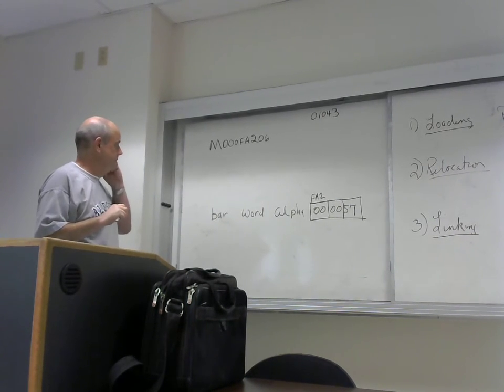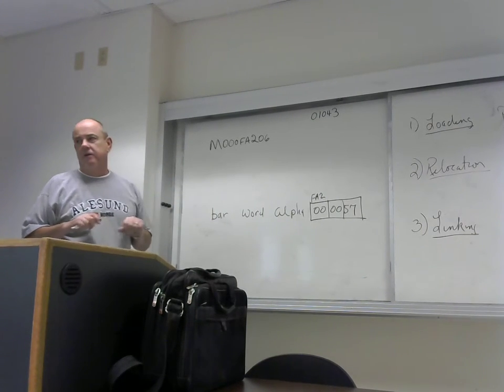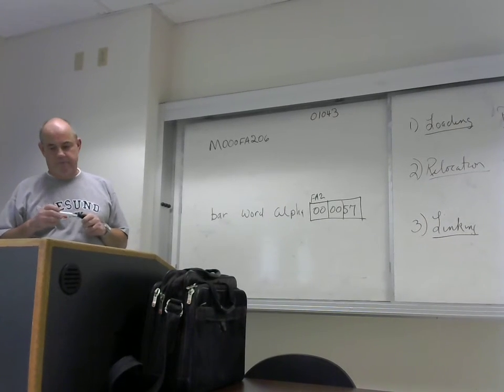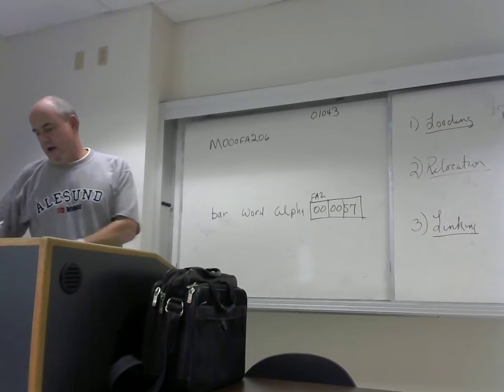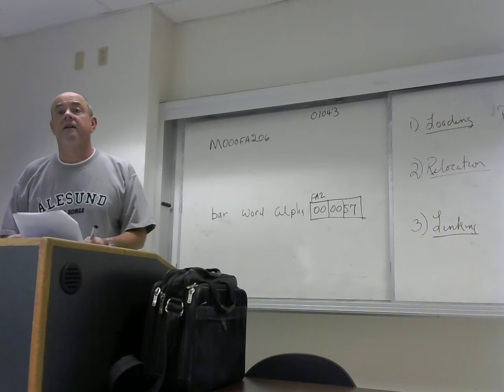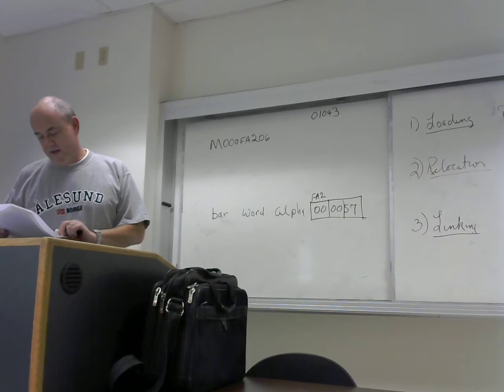So that would make the modification record for this. It's not always 5 half bytes. It can be 6. Questions? Anyone? No questions. You guys are easy.